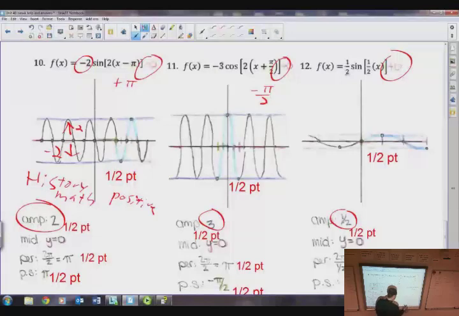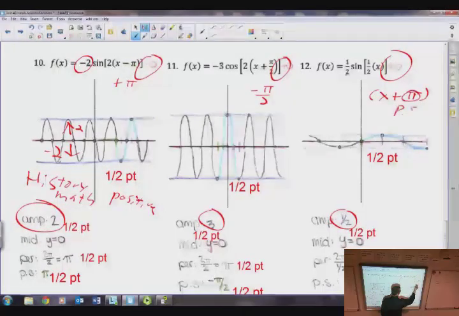Did you get that? Take a look at number 12. The phase shift is just 0 because there was no x plus pi or pi over 2. Yeah, there's none there. So that means since there's just a big fat 0 there, our phase shift is just 0 for number 12. Does that make sense? Yeah.